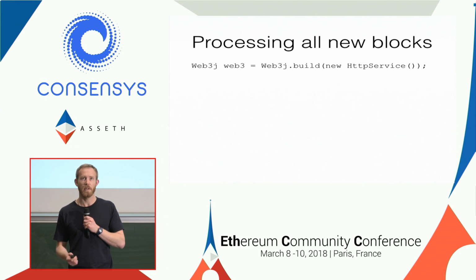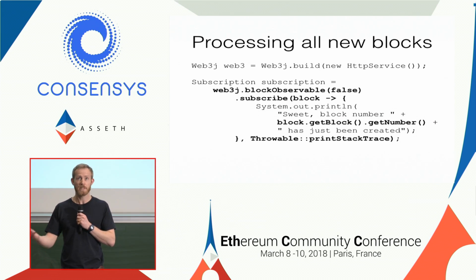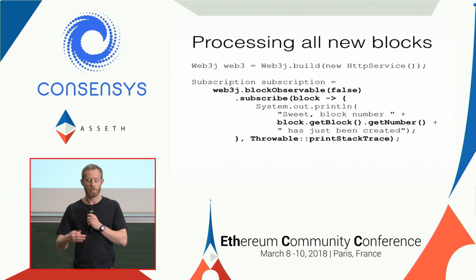If we want to process all historic blocks that are in the Ethereum blockchain, that's how we do it. We just say we want a block observable, and then this will replay the blockchain. Every time a new block gets created on the Ethereum blockchain, you've got some code there that can just do some arbitrary processing on that block.